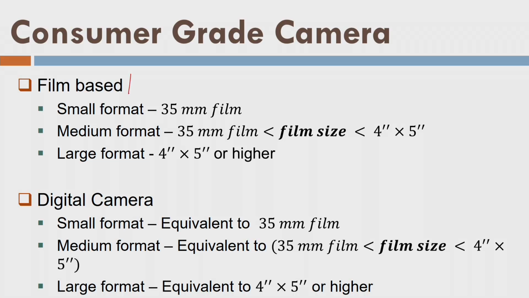Let's talk about the consumer grade camera, which means being a consumer, I am using some camera. It could be an SLR camera, a point and shoot camera, or a mobile camera; all are called consumer grade cameras. So now we have the consumer grade camera, film based as well as digital. Most of us today, including me, are using digital cameras, but there are still some passionate photographers who use film based cameras because they are habitual of using those, and they feel there are a lot of advantages with analog or film based cameras. No problem.